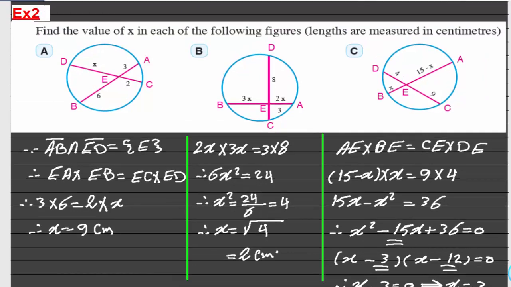Because here they ask about the value of x, find the value of x. Of course, it is measured in centimeters. And we'll go to example 3.